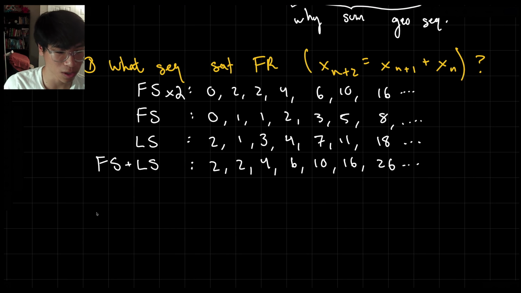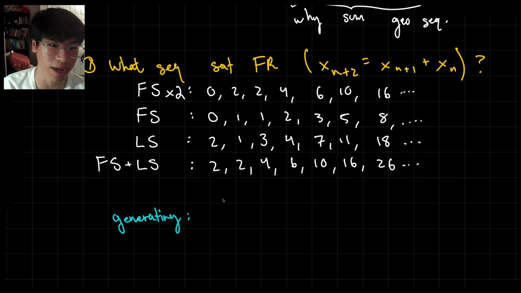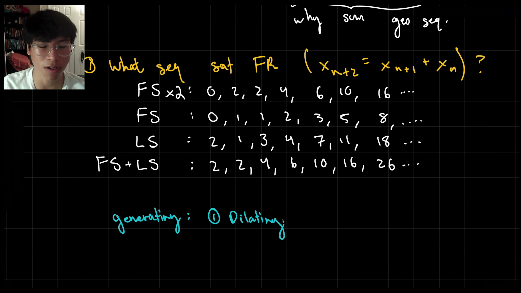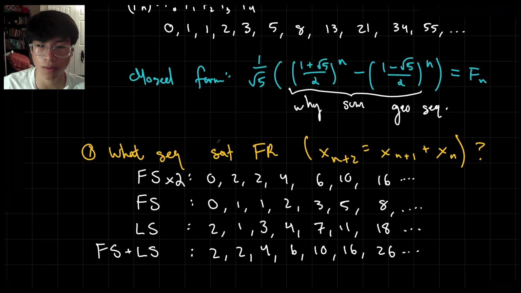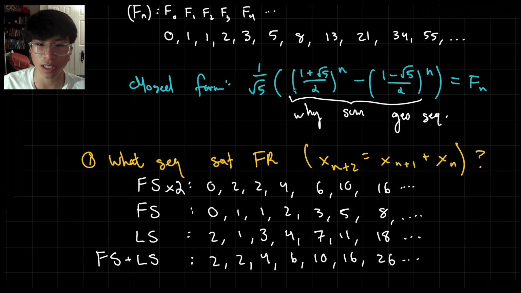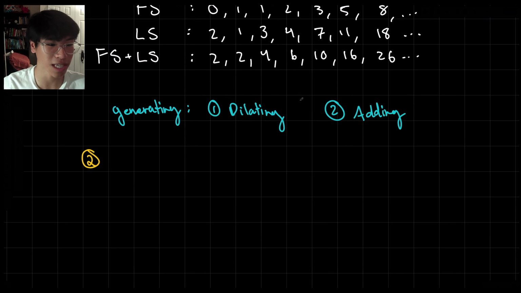So from this, we'll notice two things. We can generate sequences that satisfy the Fibonacci relation by 1, dilating a previous sequence we already know satisfies the Fibonacci recurrence, or 2, by adding two sequences that we know satisfy the Fibonacci recurrence. So notice that in our closed form, we actually do have dilation and addition. We have the dilation and addition of two geometric sequences. So we'll move on to the second part of our investigation. What geometric sequences satisfy the Fibonacci recurrence?